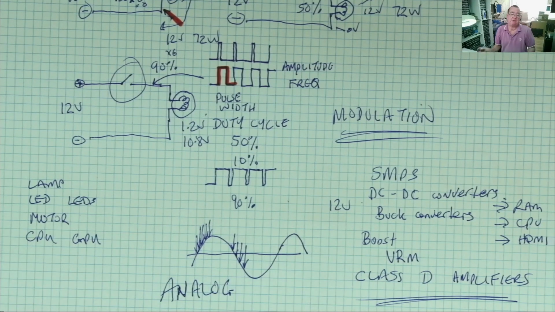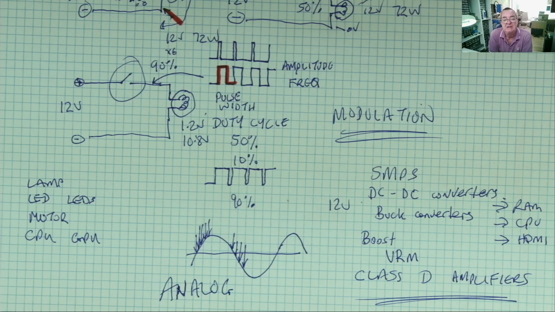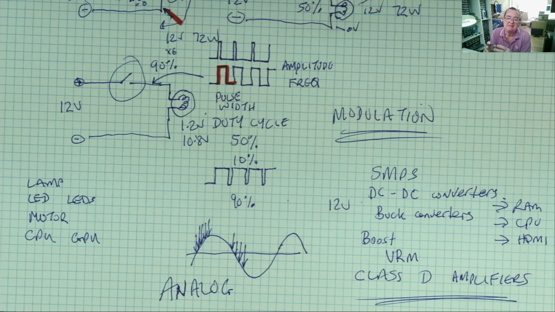Although you may see things like vacuum cleaners that claim to have a digital motor because they use PWM to control it or drive it at very high speed, it's not digital at all. PWM is not digital, okay? It is analog.